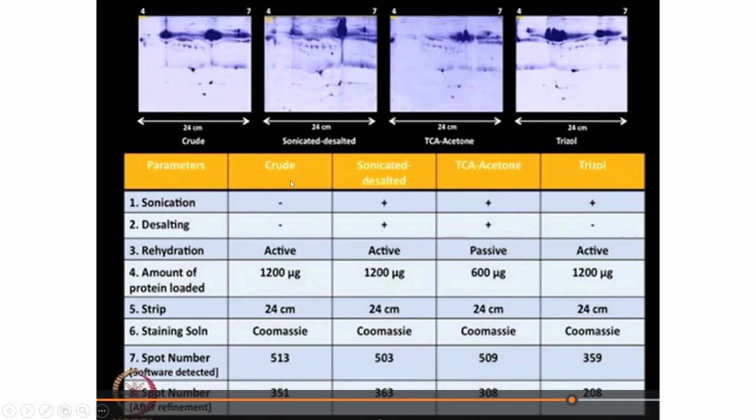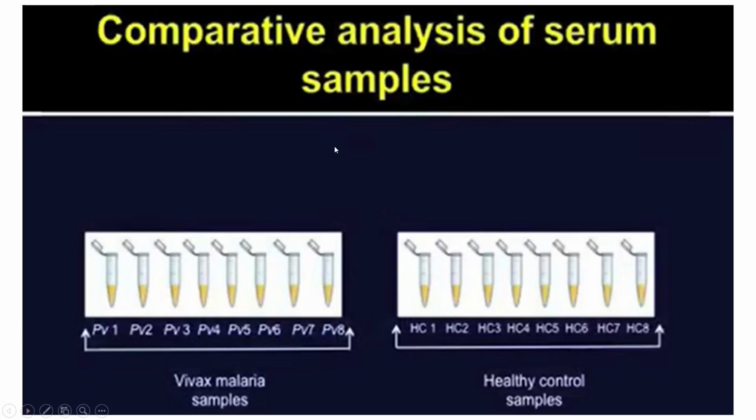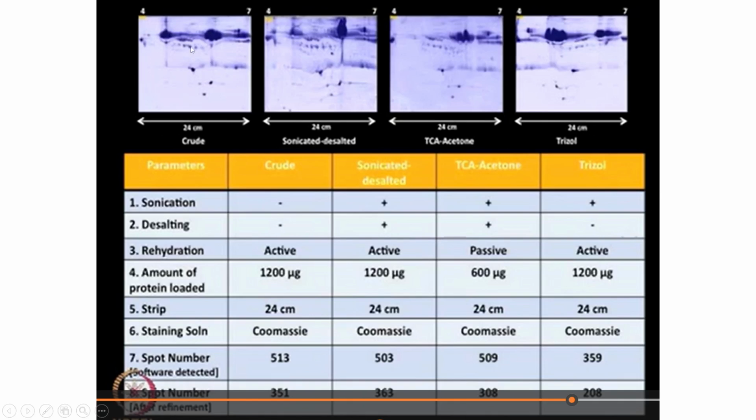Why is this different? Because of the technique: the crude sample, sonication, TCA acetone or Trizol method. Because of the initial technique used, the number of spots observed by the software and by refinement changes. So these are changing because of the initial pre-processing, that is, the way you are making samples. That's the reason the whole week one and week two lectures were on sample preparation itself, because sample preparation will completely change the final outcome of your results.